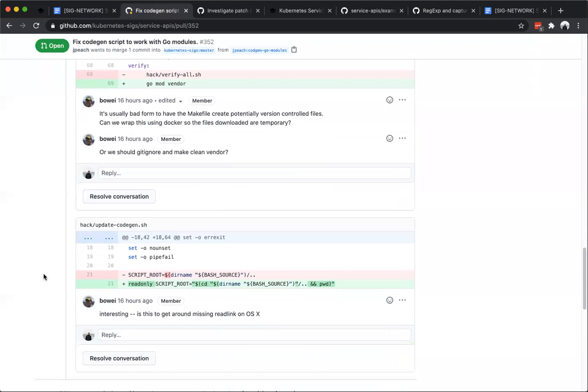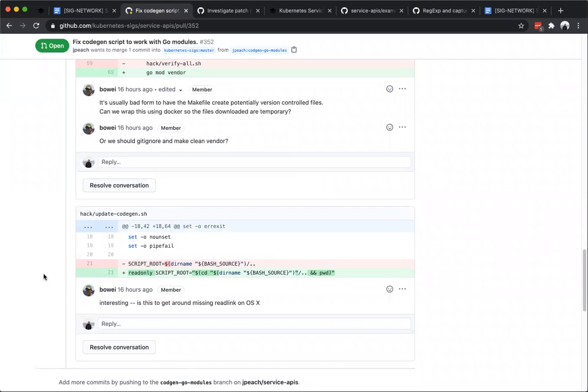I don't know about readlink. That's just how I do it. So Bowie, that's just how I always do it when I need the full path. And I need the full path to make a symlink. I'll play with your change.